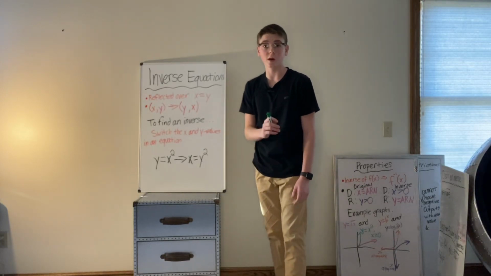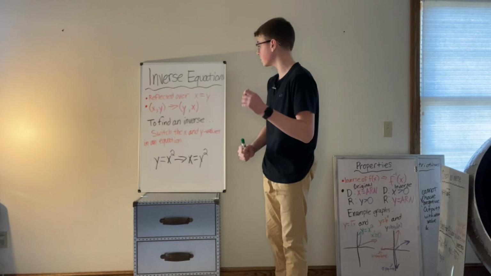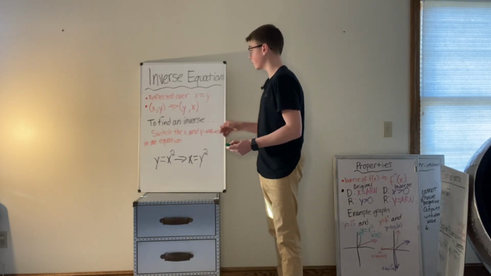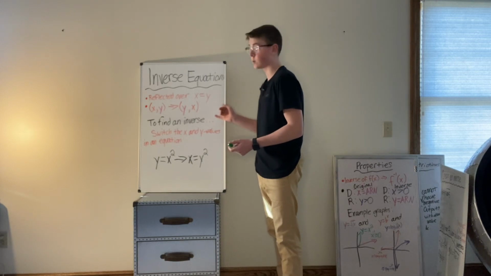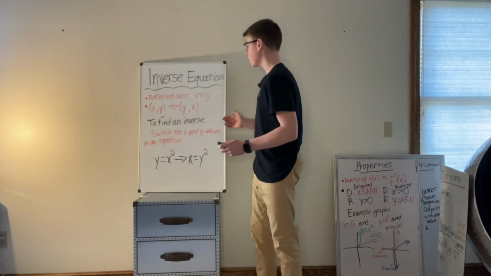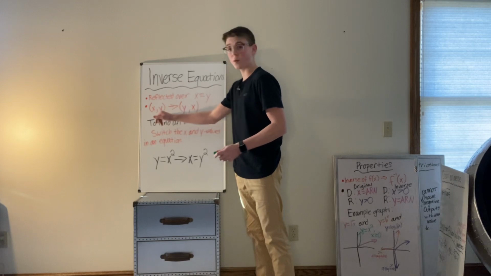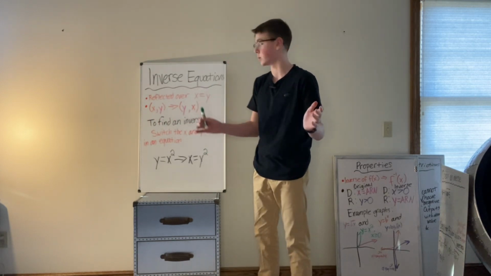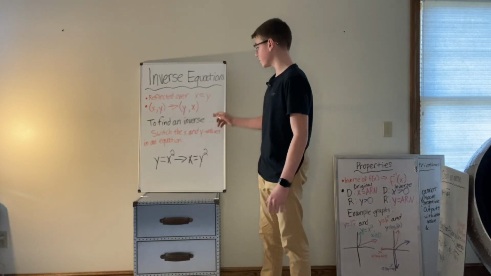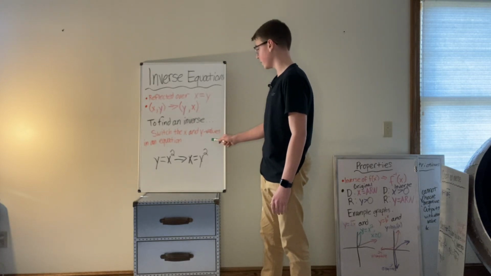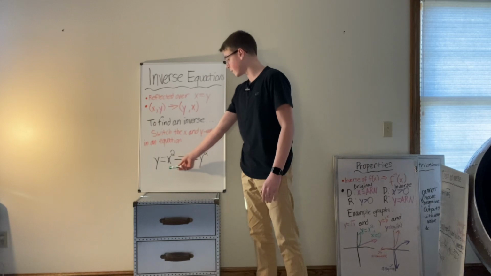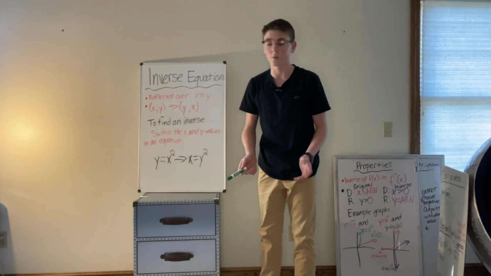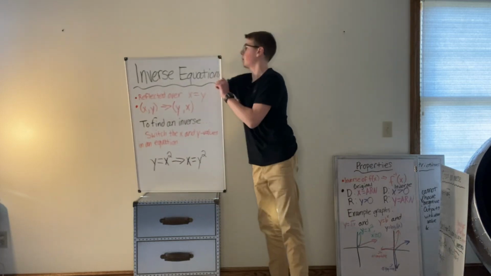Today I'm going to be talking about inverse equations. So an inverse equation is a normal equation, but it is reflected over x equals y, y equals x. So the xy point would move to the yx point. That's just how the tables would flip. So to find an inverse, you switch the x and y values in an equation. So y equals x squared would go to x equals y squared, and then you can solve for y and graph.